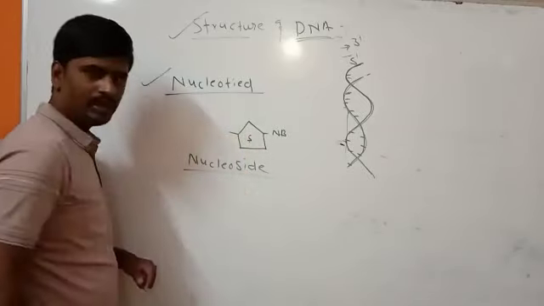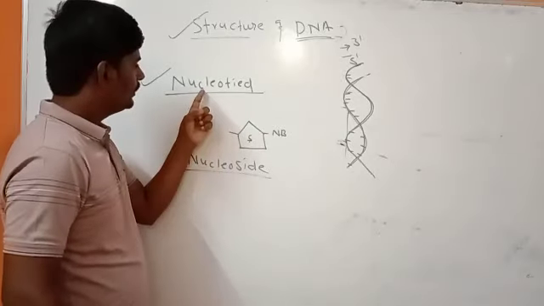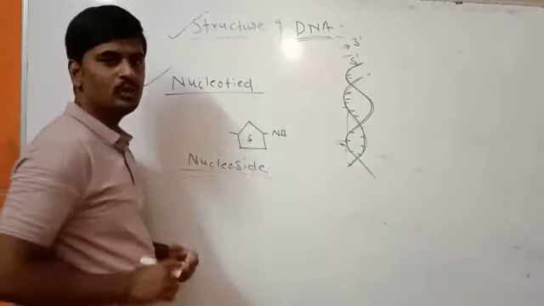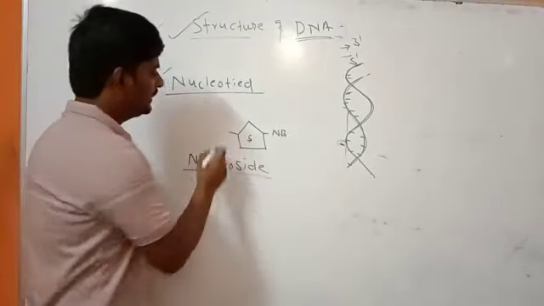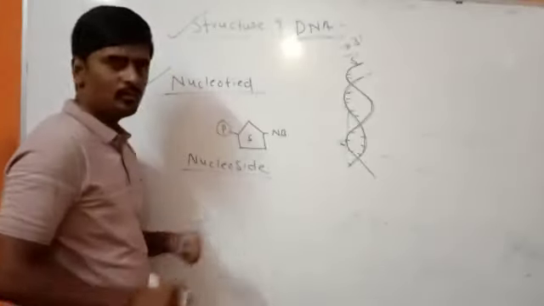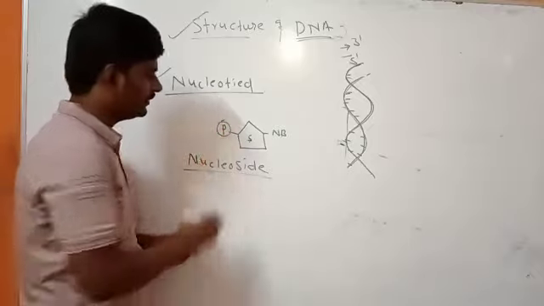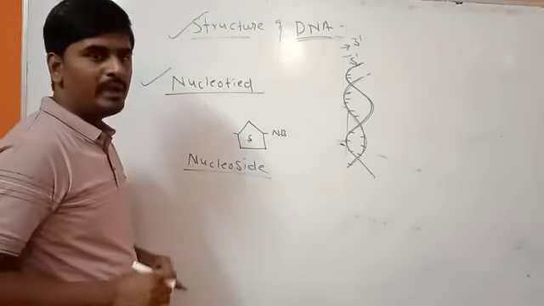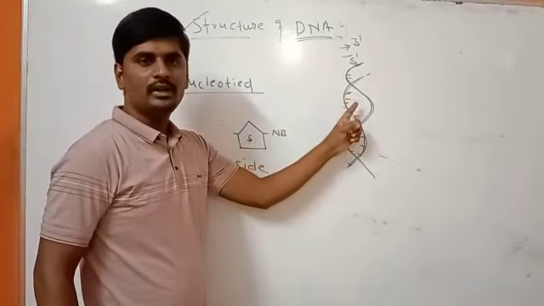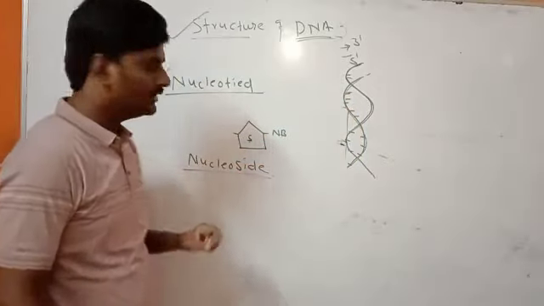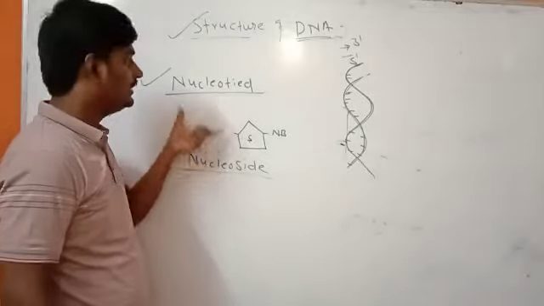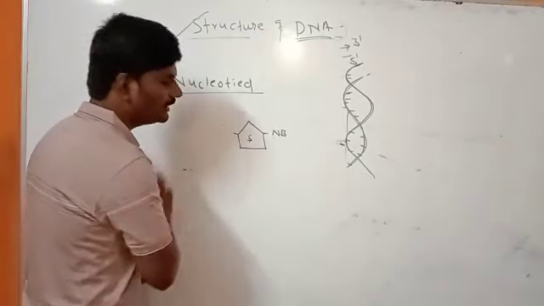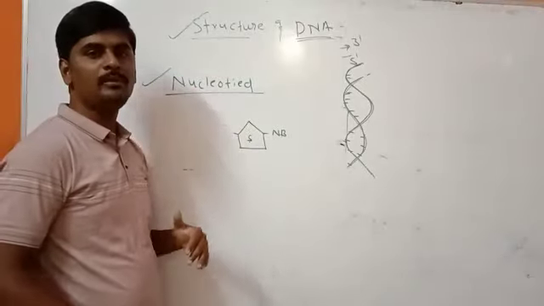Nucleoside. So all of you got the difference between nucleotide and nucleoside. When there is an attachment of the phosphate group, we call it a nucleotide, but when we remove the phosphate group, it is a nucleoside. But when a DNA strand is constructed, nucleosides are not used, nucleotides are used. The statement is very important.